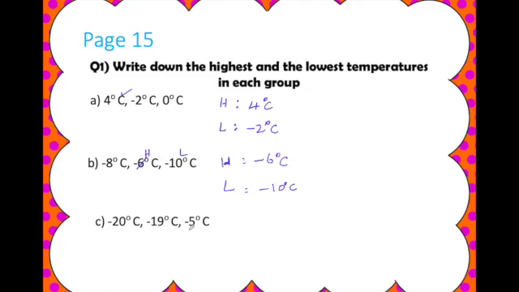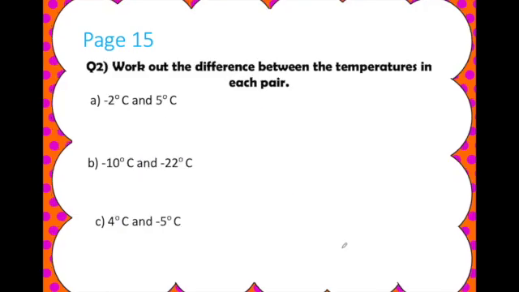Again, we have negative numbers, so the highest value goes to the small number, which is negative 5, and the lowest is the biggest number, which is negative 20 degrees Celsius. Let's see the next question.